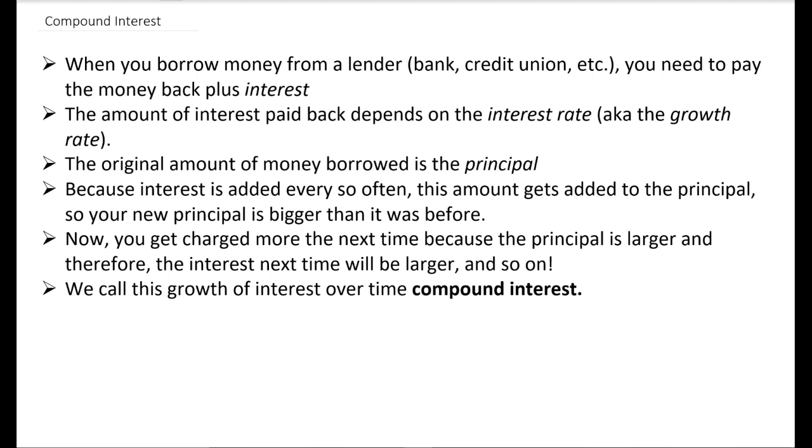Now, because the principal is bigger, more interest is added the next time because the principal is larger. Therefore, the interest next time will be larger, and this will increase in a cycle, right? So the principal gets larger, and therefore the interest gets larger, and then next time interest is applied, the principal got larger, and so the interest is now larger. So this just compounds. It just gets bigger and bigger and bigger. So we call this growth of interest over time compound interest.